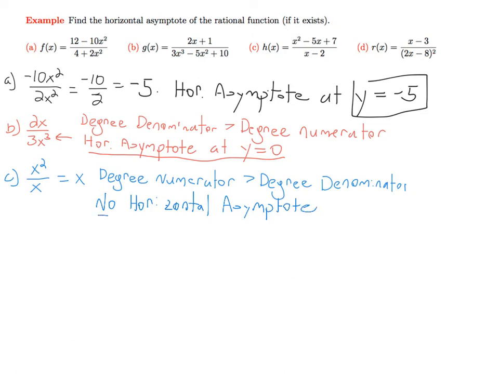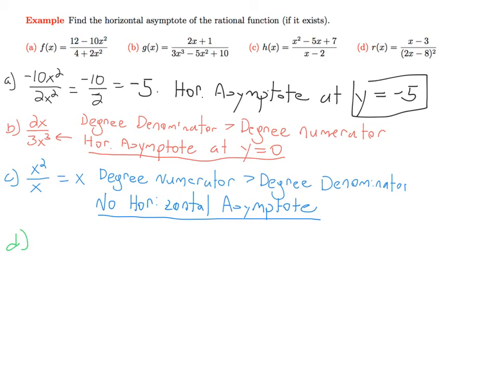As x goes to plus or minus infinity, the graph is not flattening out to a horizontal line. It is going to behave like the function y equals x. So in this case, we have what's called a slant asymptote, but since this is just asking us where the horizontal asymptote would be, we would say there is no horizontal asymptote for the rational function in part C.